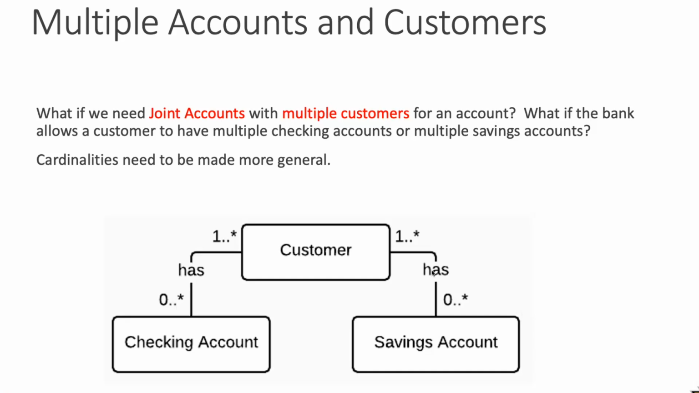So checking account, the customer. Okay, we can say that a checking account will be assigned to the customer. So at least one customer or more than one customer can have a checking account. Okay, there's a couple, they open the account jointly. So one checking account is assigned to more than one person.